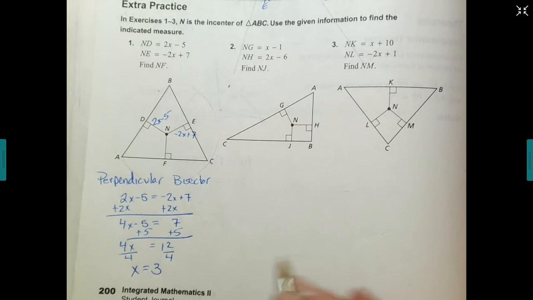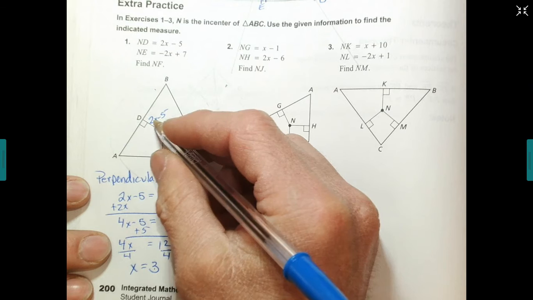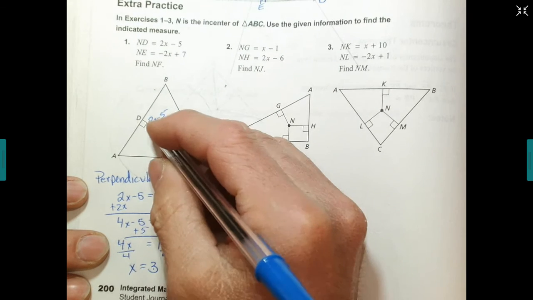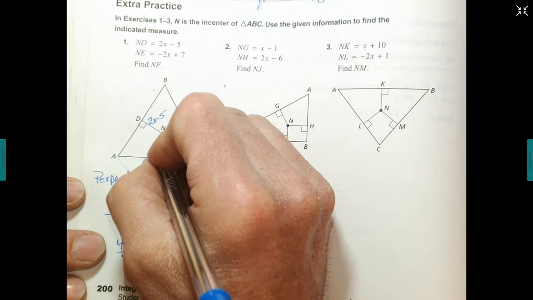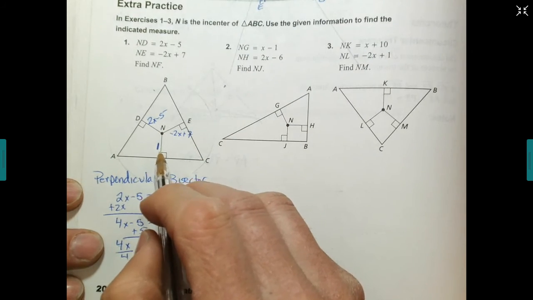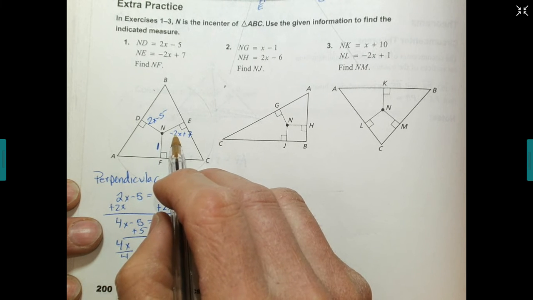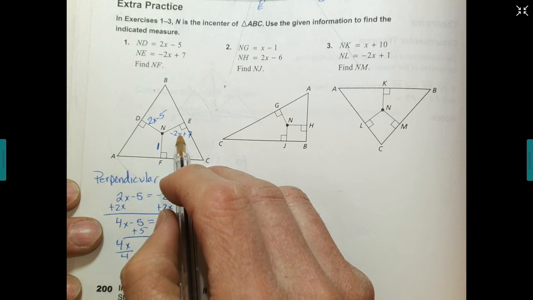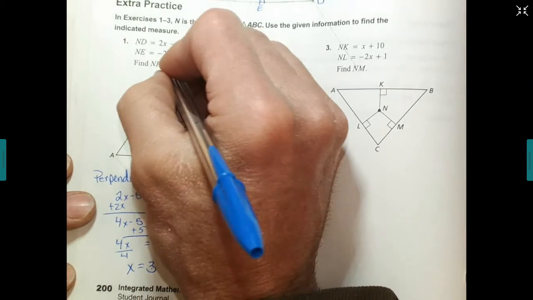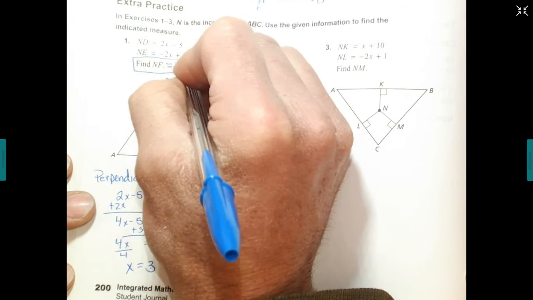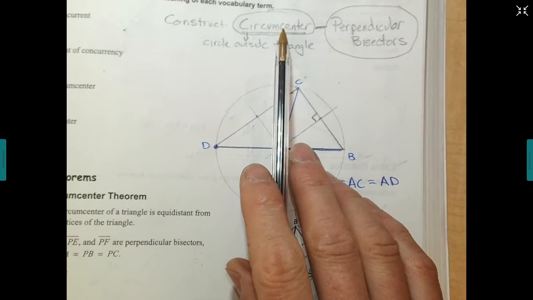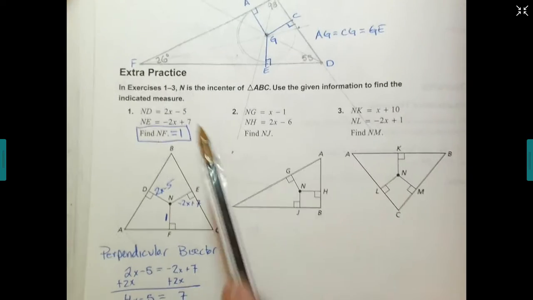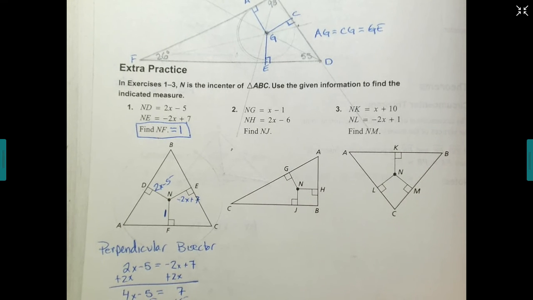Wait, no. I have to plug the 3 back in, right? Let's plug it in here. 2 times 3 is 6, minus 5 is 1. So it looks like NF is 1. Just because that doesn't sound great, I'm going to check it on this one. Negative 2 times 3 is negative 6 plus 7. Well, that's 1. So NF equals 1. I used the perpendicular bisector. Actually, I used the circumcenter to know that these two were equal. So that's why we did all that.